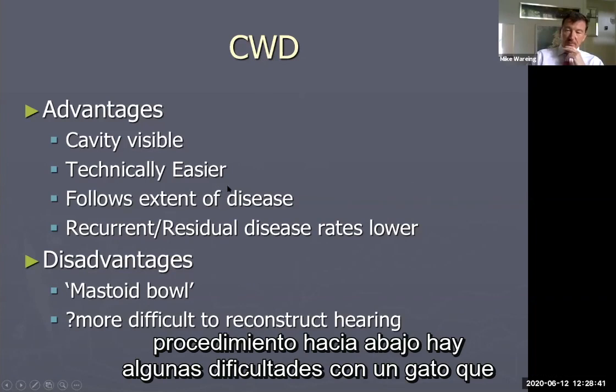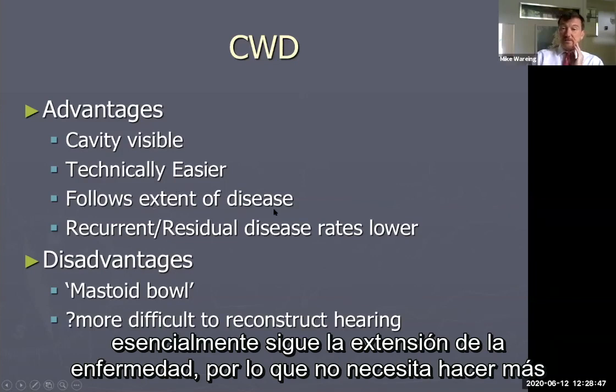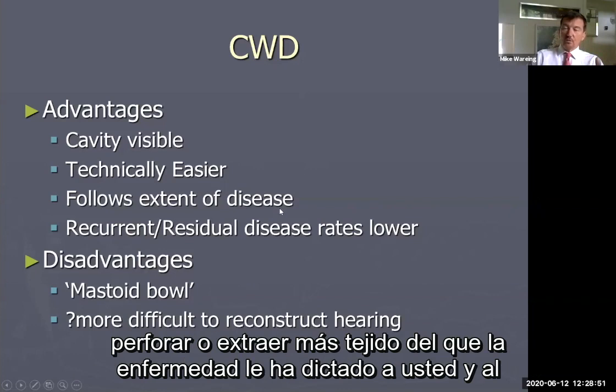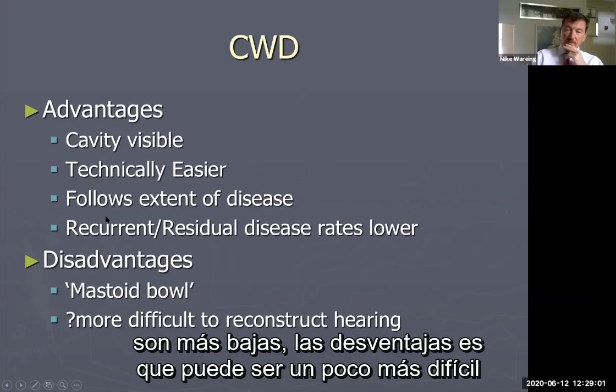There are some difficulties with a CAT that we'll come on to talk about. The other advantage of a canal wall down is essentially it follows the extent of the disease, so you don't need to do more drilling or remove more tissue than the disease has dictated to you. And the figures are that recurrent and residual disease rates are lower. They're not zero, they're just lower.